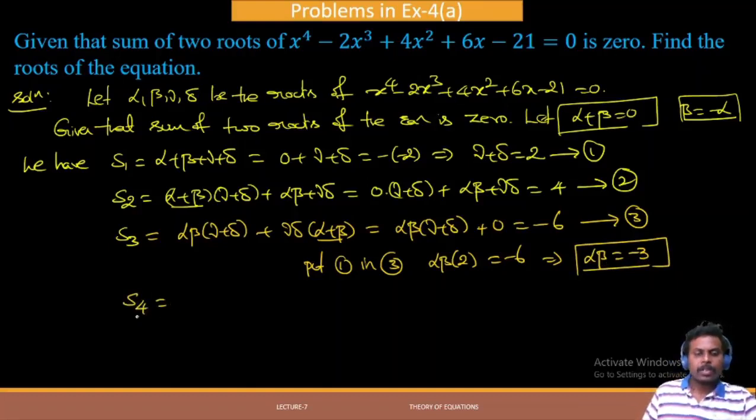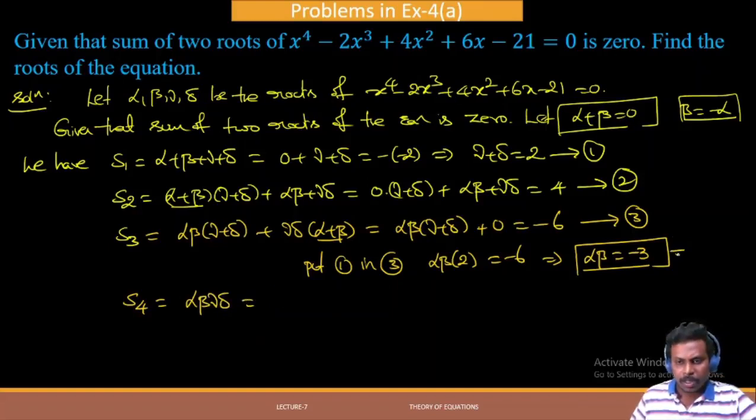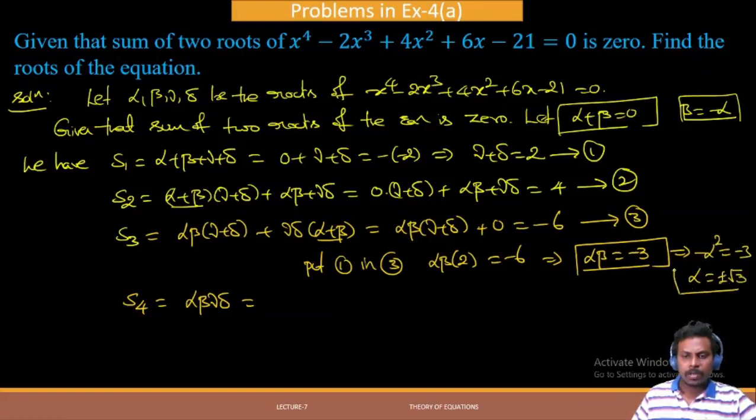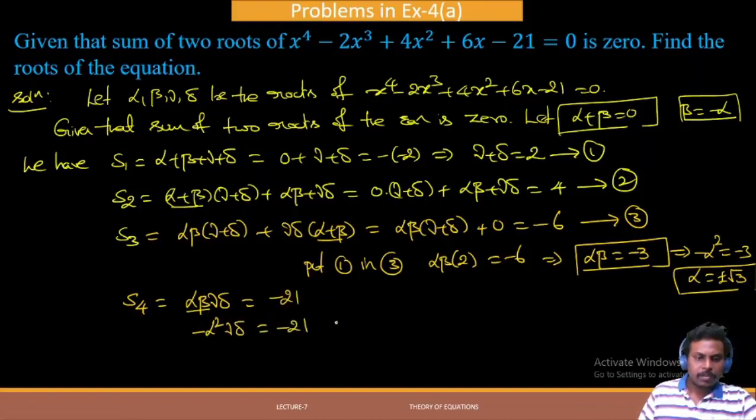Now S4. What is S4? S4 is alpha beta gamma delta. Since beta is equal to minus alpha, alpha beta is minus alpha square, which is equal to minus 3, so alpha is equal to plus or minus root 3. S4 is alpha beta gamma delta, which is equal to minus 21. So minus alpha square into gamma delta is equal to minus 3 into gamma delta, which is equal to minus 21, implies gamma delta is equal to 7.